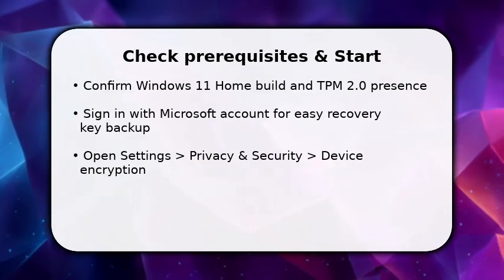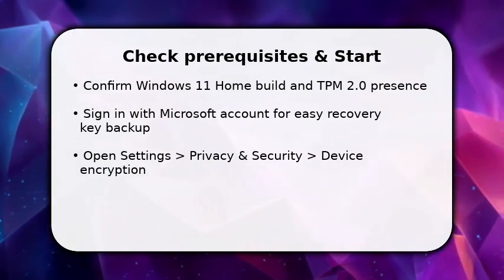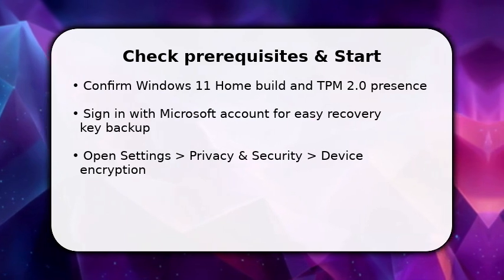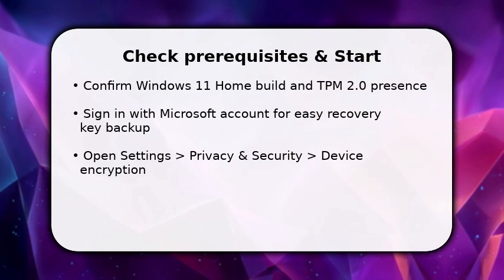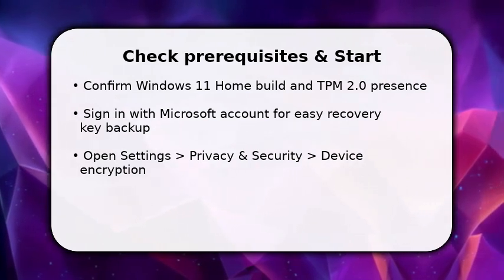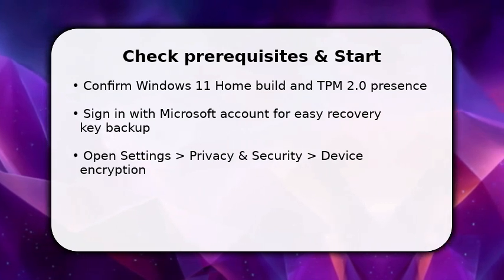You start by confirming the essentials: Windows 11 Home up to date and TPM 2.0 enabled in firmware. Once done, sign into your Microsoft account so the recovery key can be backed up automatically. Now open Settings, go to Privacy and Security and find Device Encryption.